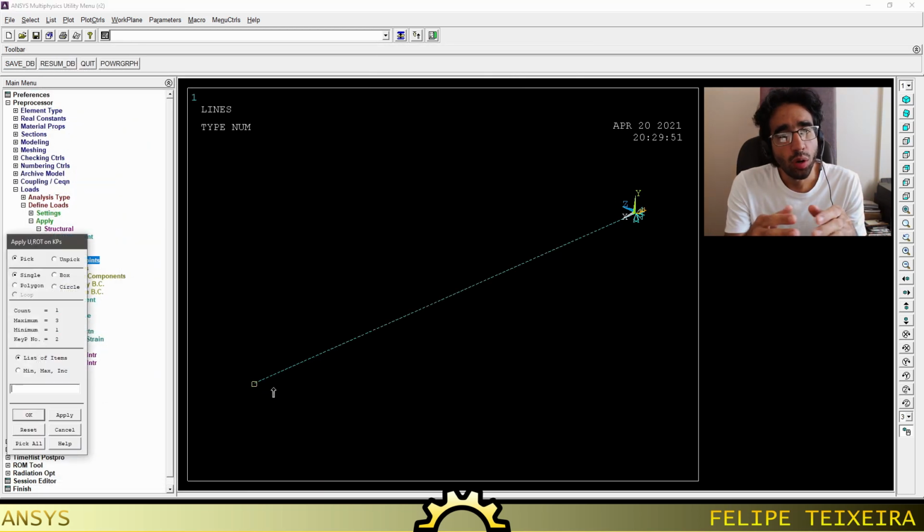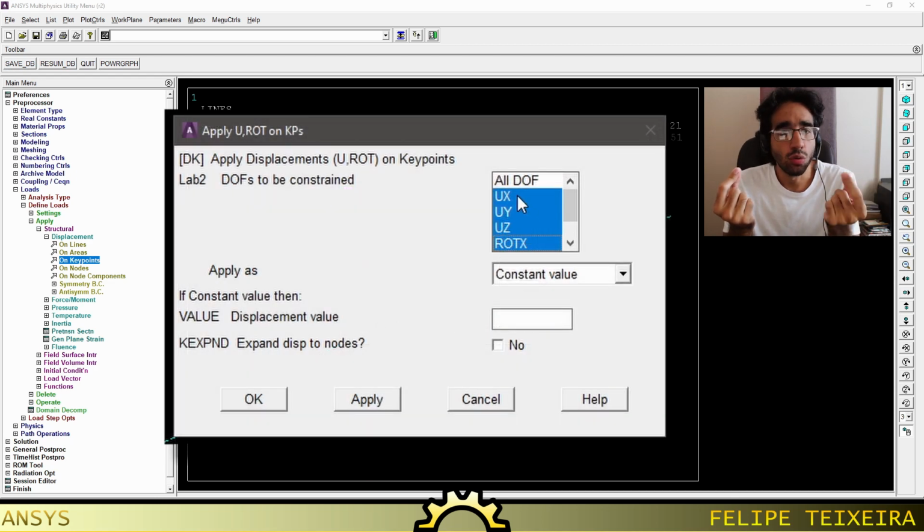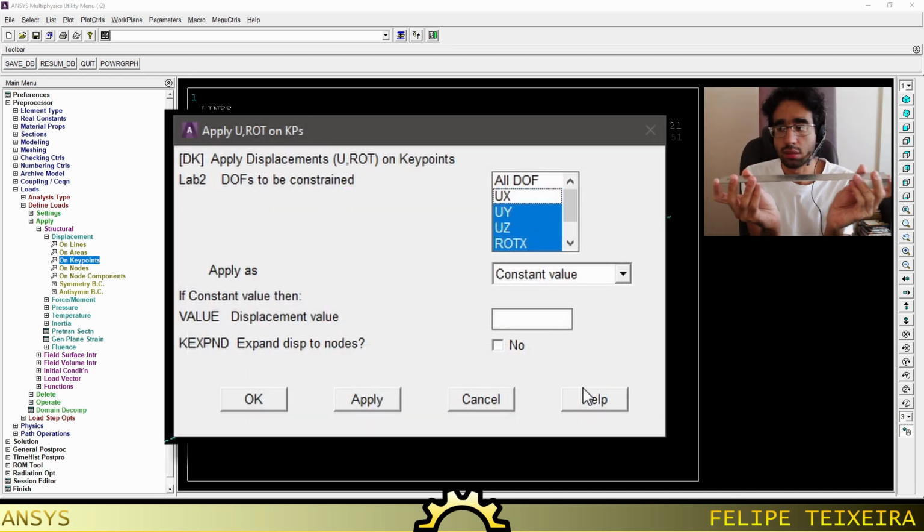And for the right support, I'm going to remove UX because I want one of the supports to be able to move in the longitudinal direction. Because when a beam bends, the extremities move closer to each other.